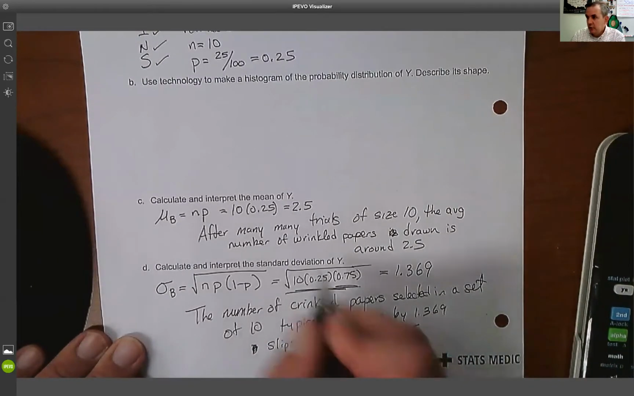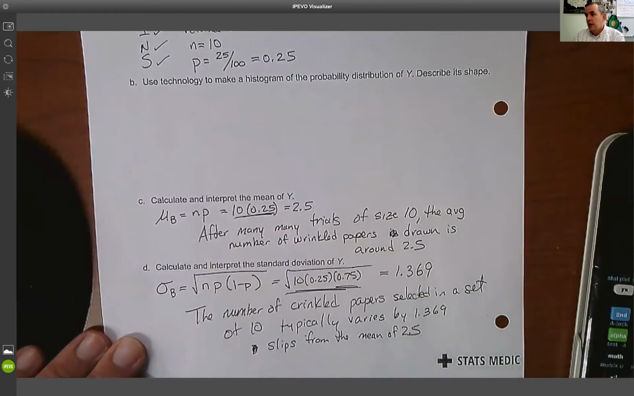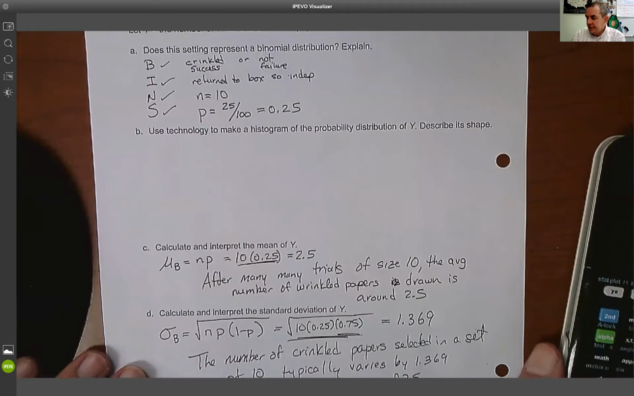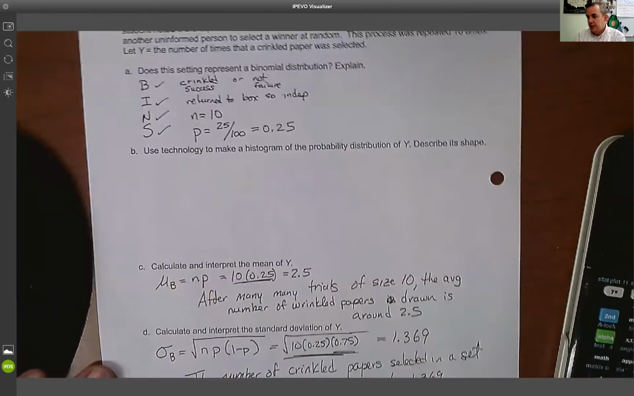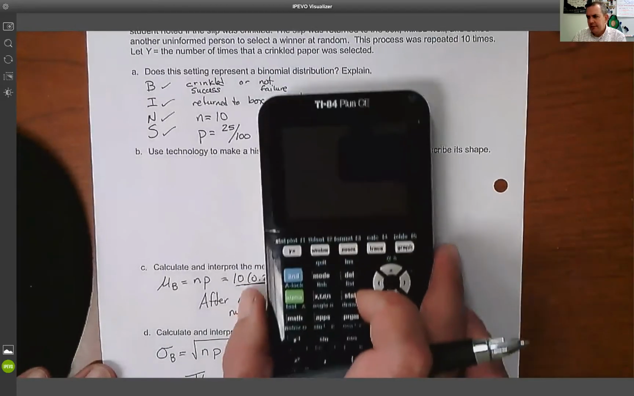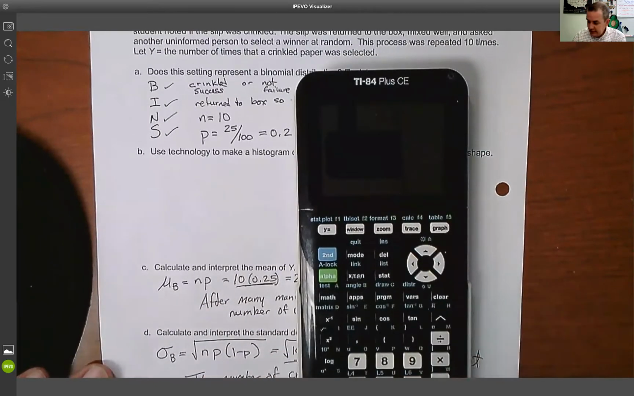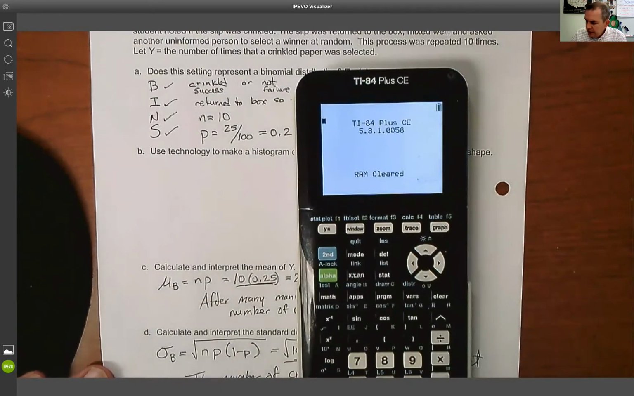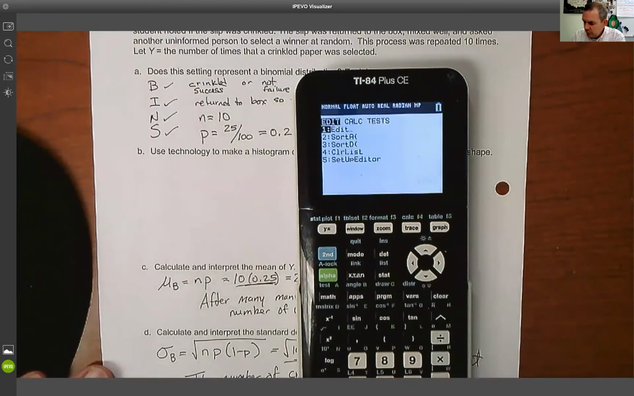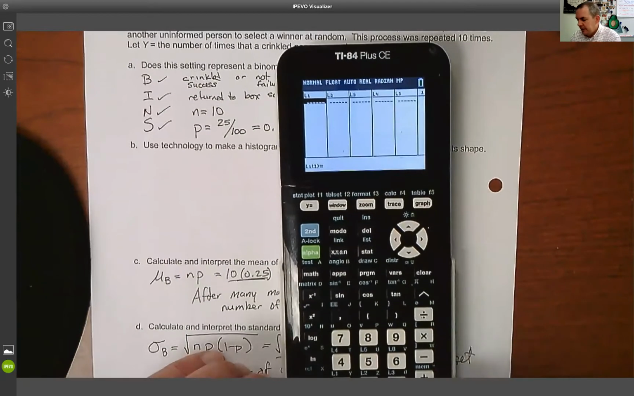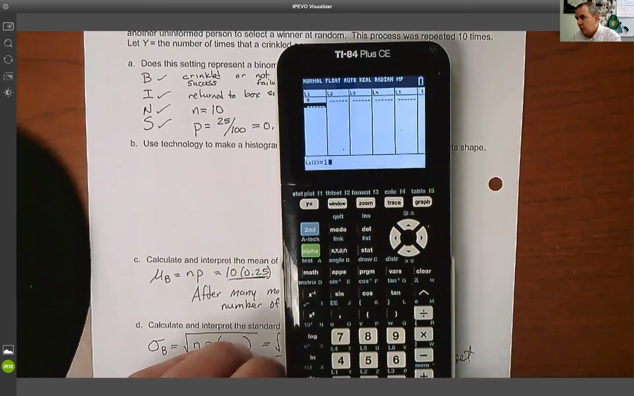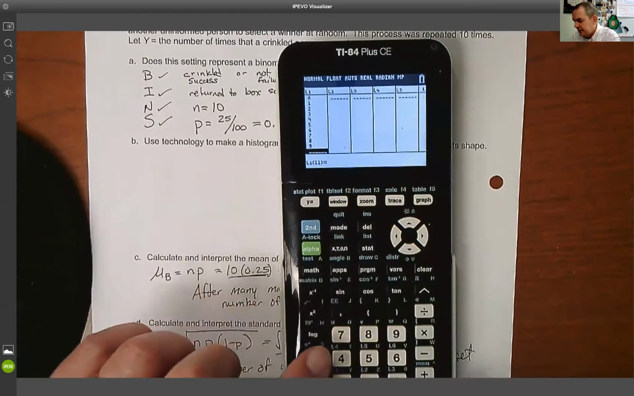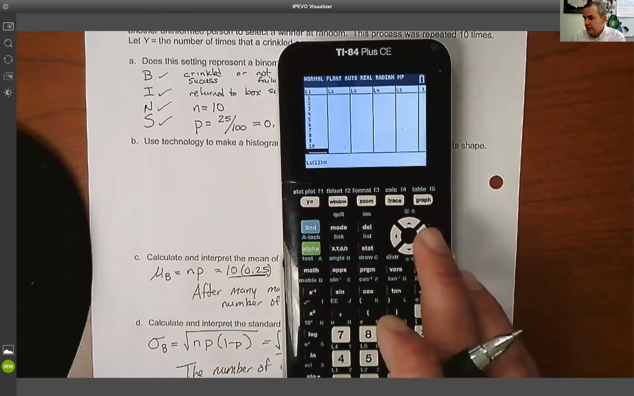This is going to count as your work. And then you're going to go to your calculator. If you want to see what the technology does, I'm never going to ask you this, but just for thoroughness' sake, we're going to go to stat, edit. When I play this game, here are all of my outcomes. I could have 0, 1, 2, 3, 4, 5, 6, 7, 8, 9, or 10. I could have any one of those numbers as successes.